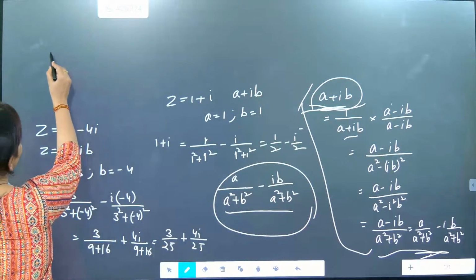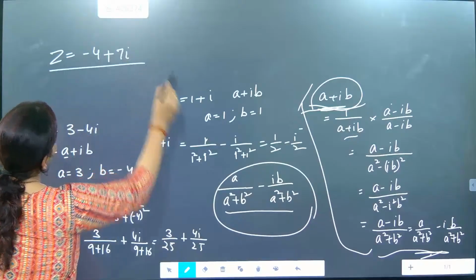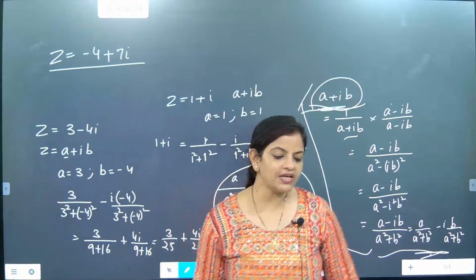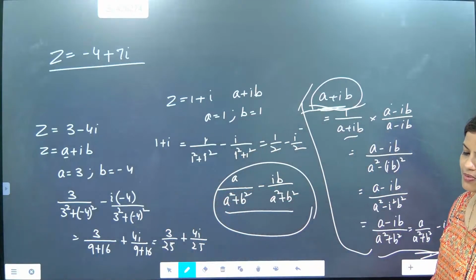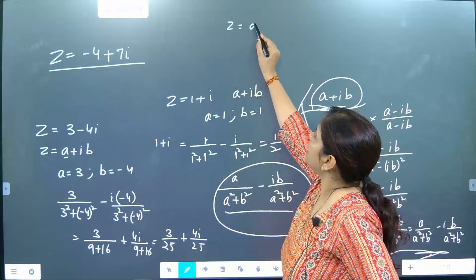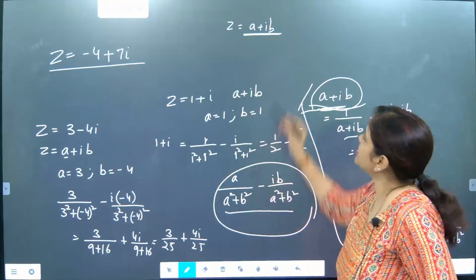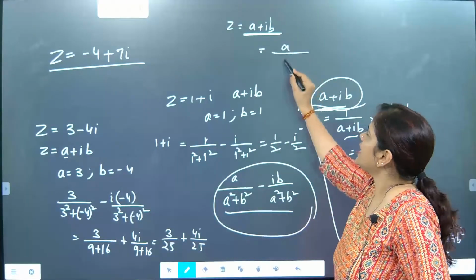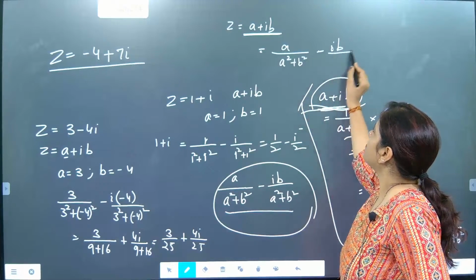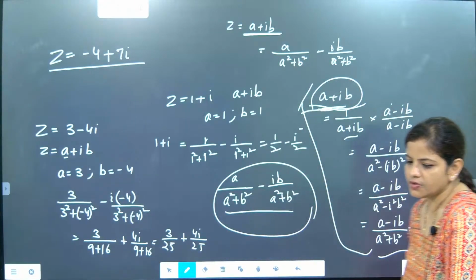So can you find the multiplicative inverse of minus 4 plus 7i? Come on, quickly solve the question. When we know z is equal to a plus ib, what is the multiplicative inverse of a plus ib? It is a by a square plus b square minus ib by a square plus b square. This is one concept. Come on, go for it. You can do it. Note it down.